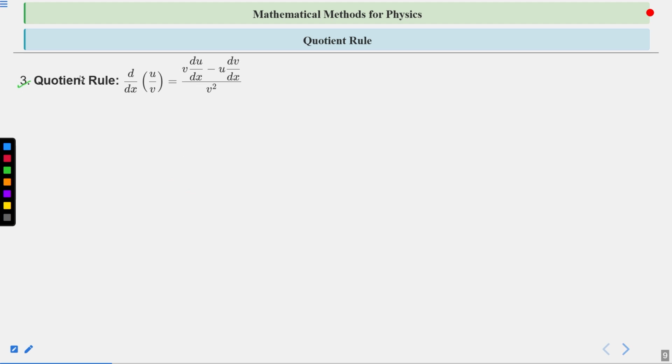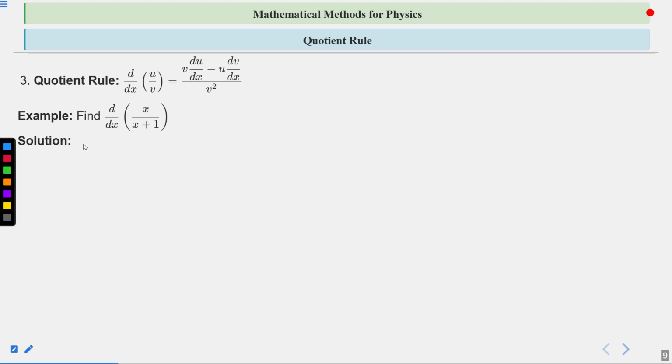Third is quotient rule. The formula is the derivative of u upon v with respect to x is equal to v du upon dx minus u dv upon dx, divided by v square. So find the derivative of x divided by x plus 1 using quotient rule. Please solve.